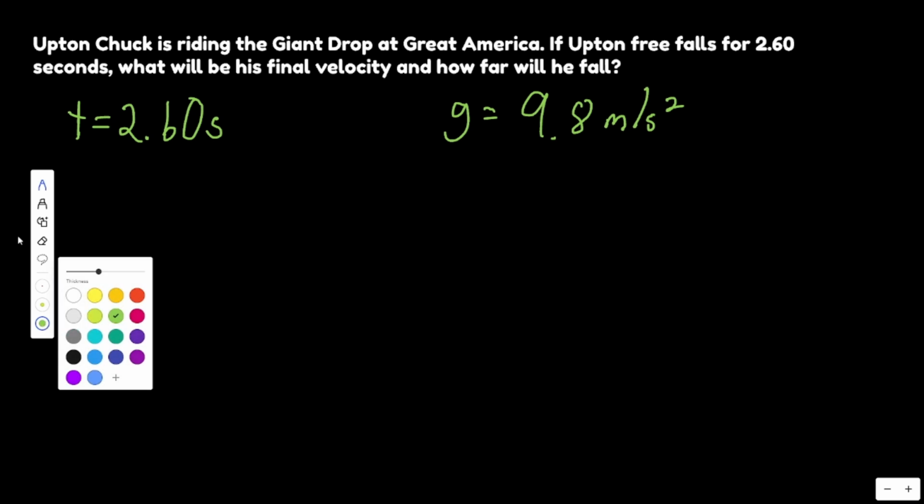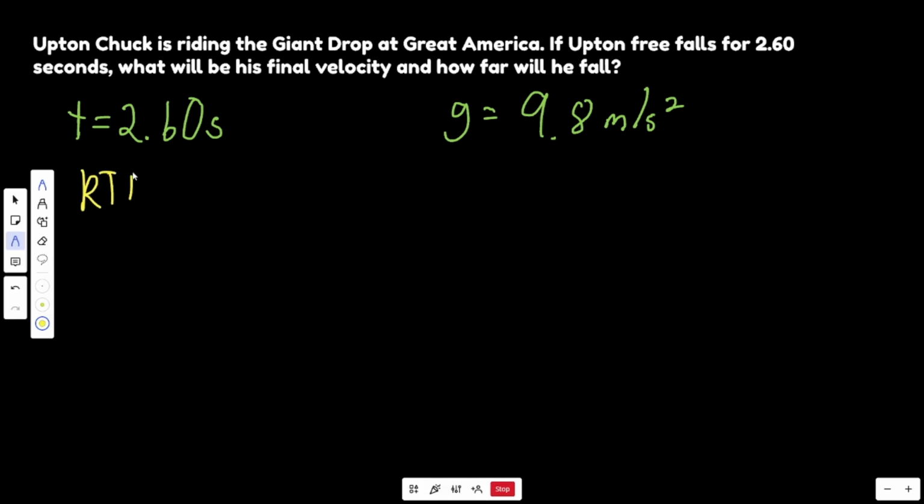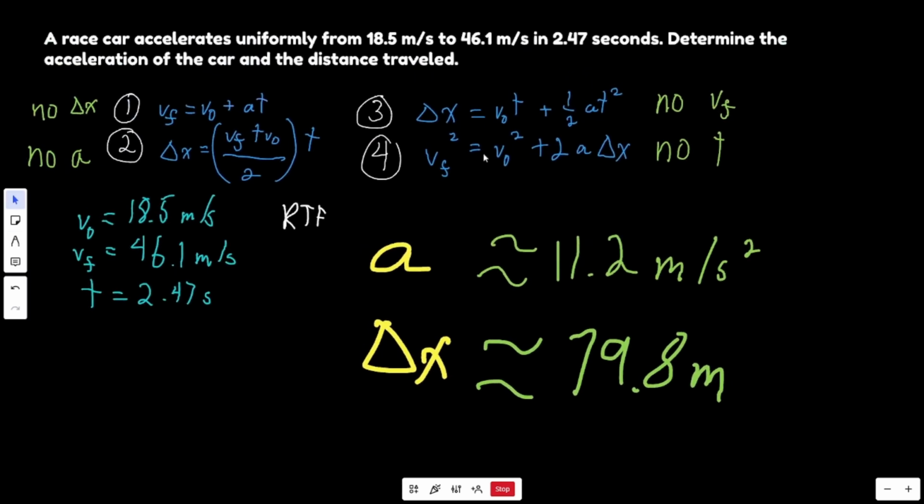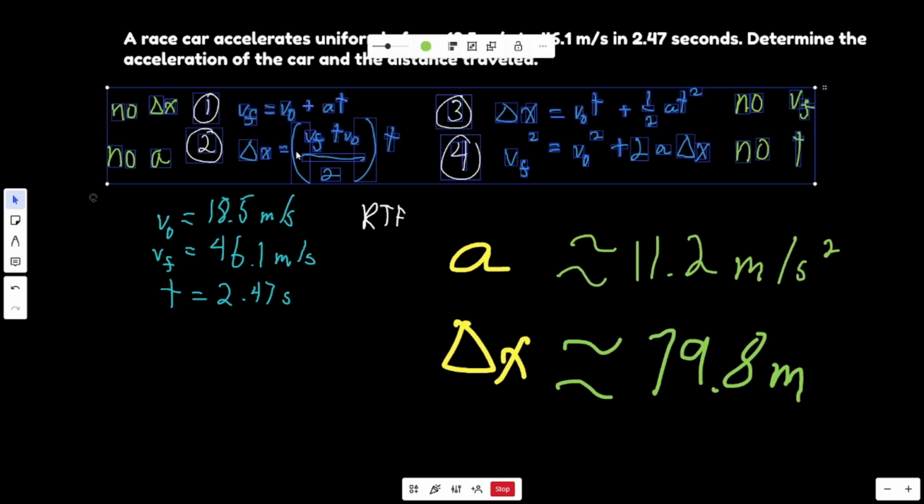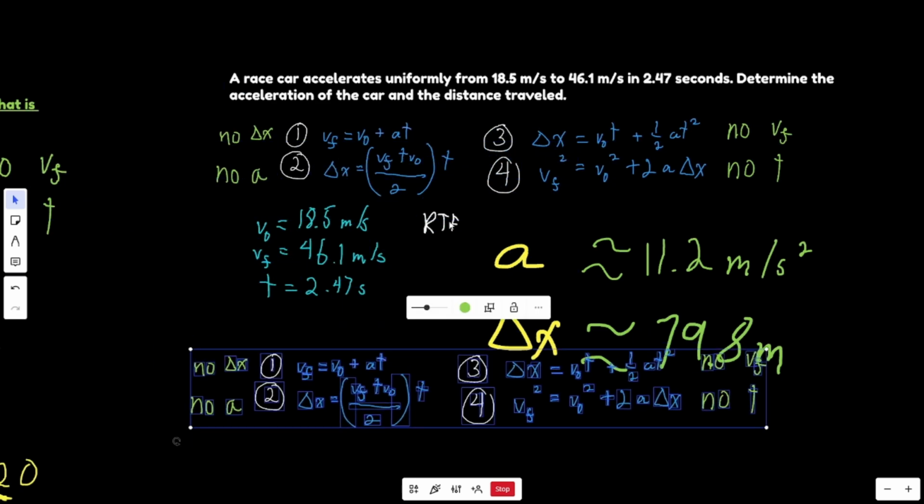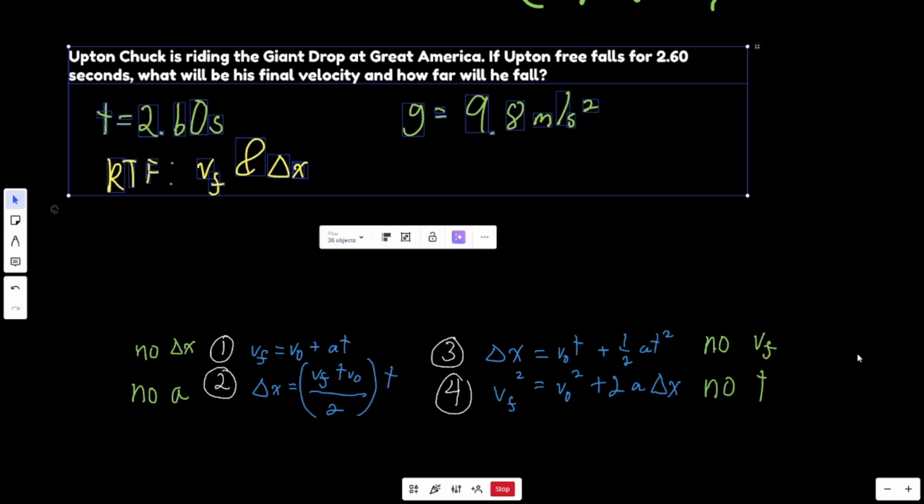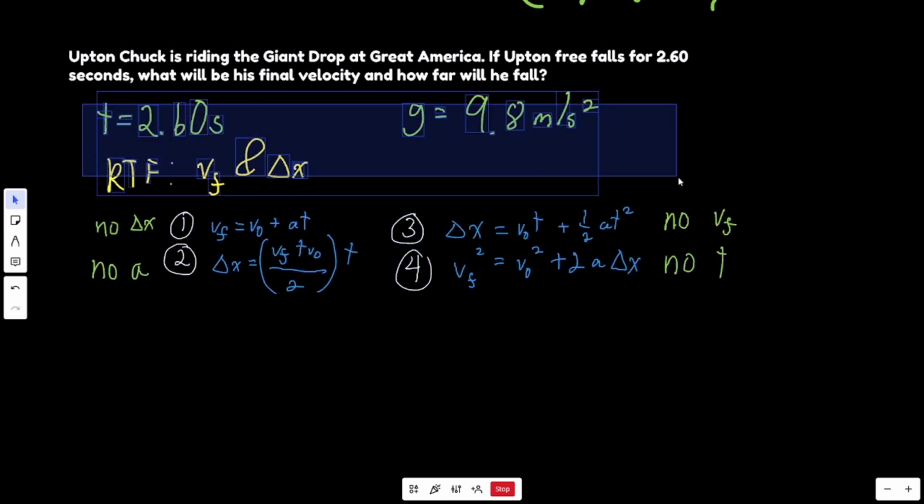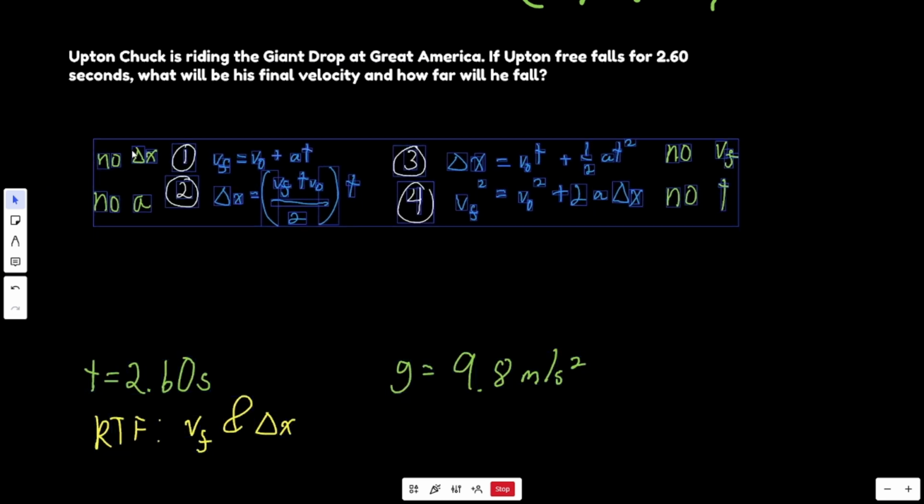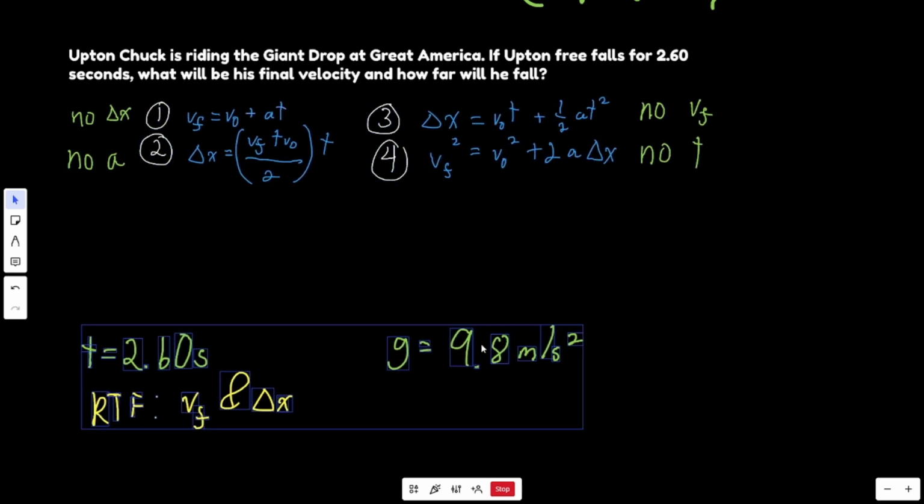Allow me to get the other equations. So we're missing final velocity and we're missing delta x. So let me copy paste the equations once more. Okay, so here you go. Here are our givens again.